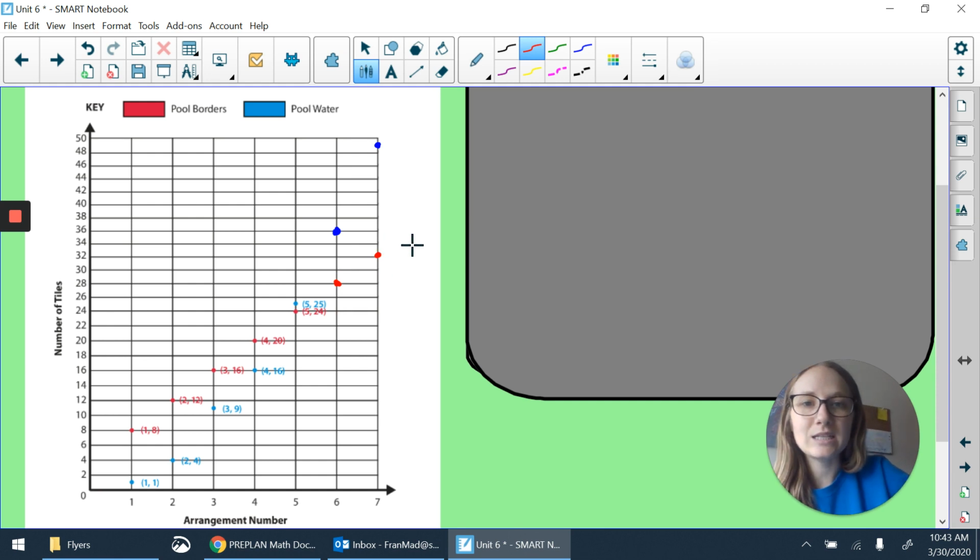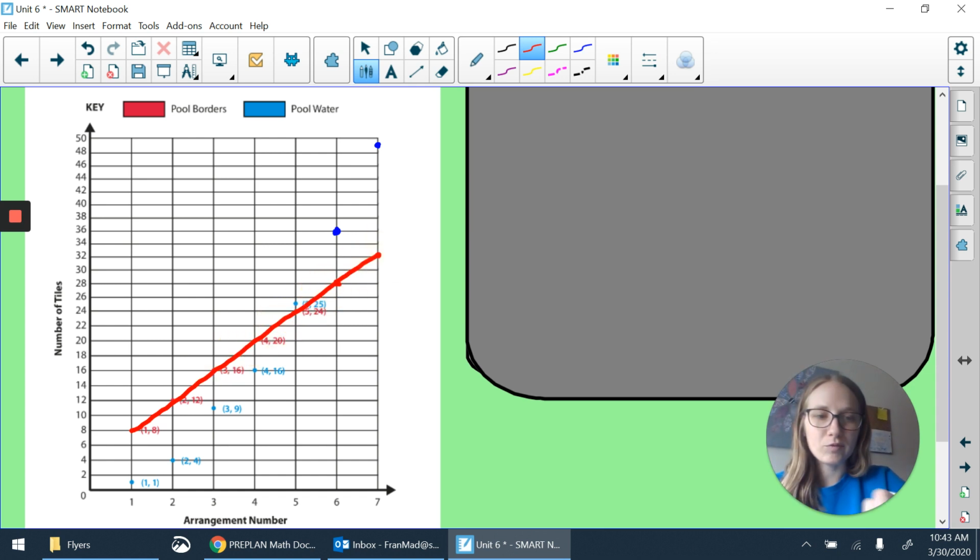If I were to connect these dots, which I'm actually going to attempt to do right now, I notice that they make a straight line. Since every time I went over 1, up 4, over 1, up 4, when I connect those dots, like you've been doing in some of the practice problems, it makes a very straight line.